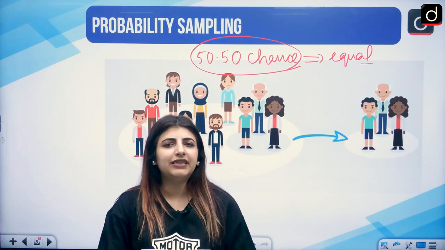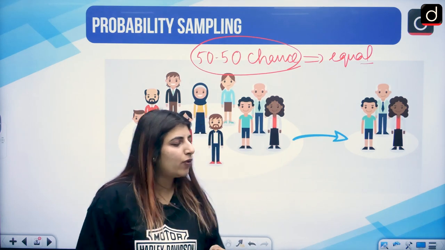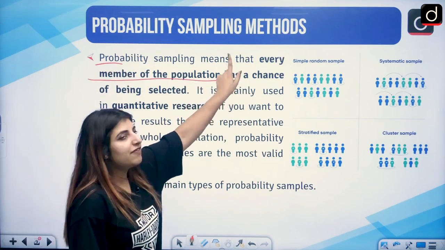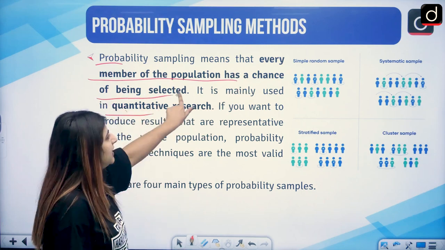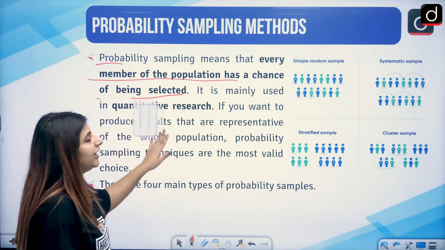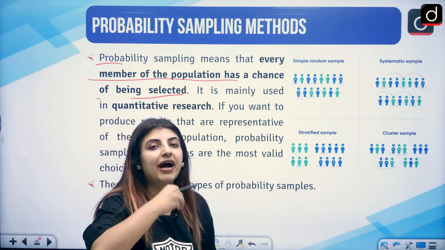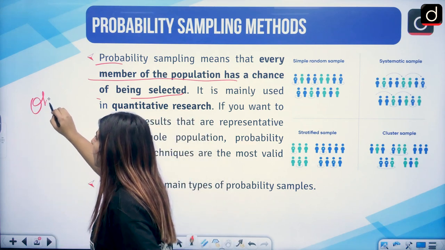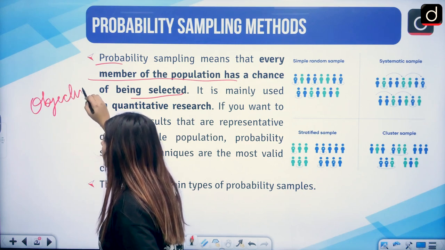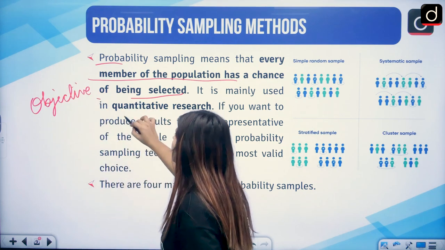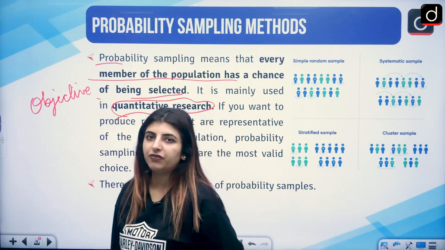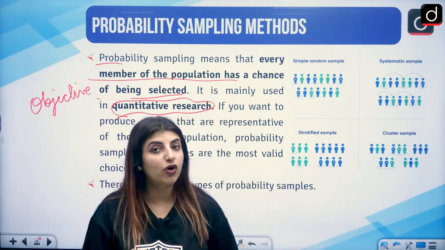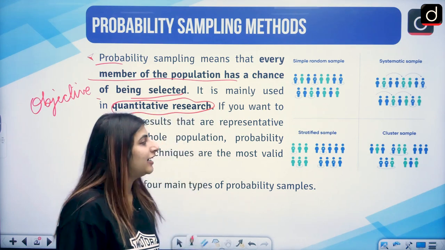Through the examples and the types, things will be much easier for you all. Right? First, all the members have a chance of being selected. So of course, it means that my biasness as a researcher is not there. I am just thinking objectively. It is used in quantitative research most of the times. We will be talking about quantitative and qualitative research in another video of ours, right? So stay tuned for that as well.